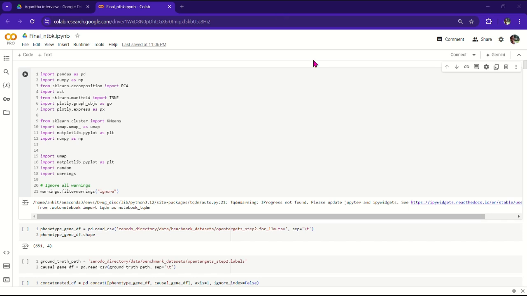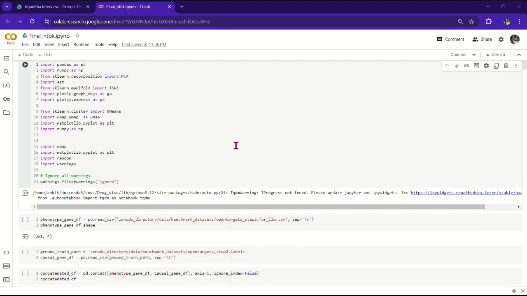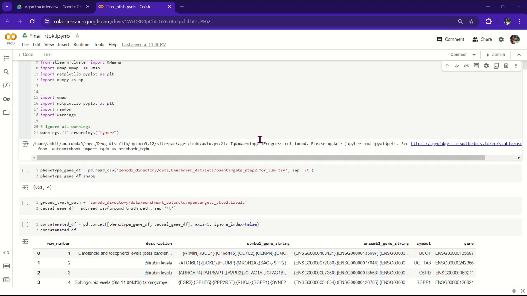Hello, my name is Ankit Singh and I am going to show you my approach and analysis, how I perform the analysis of gene and phenotype embedding. First, here I imported all the data and then the phenotype gene embedding.